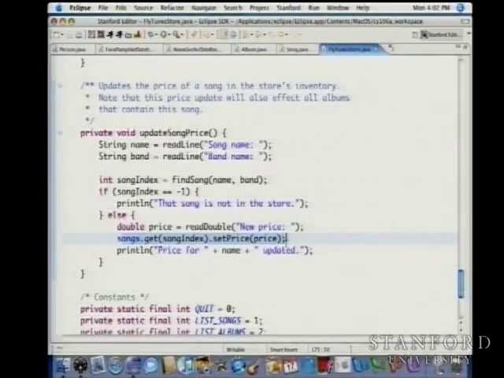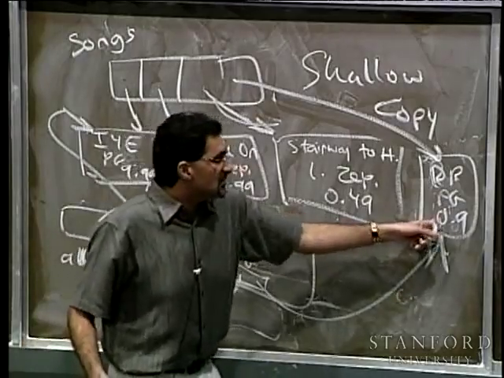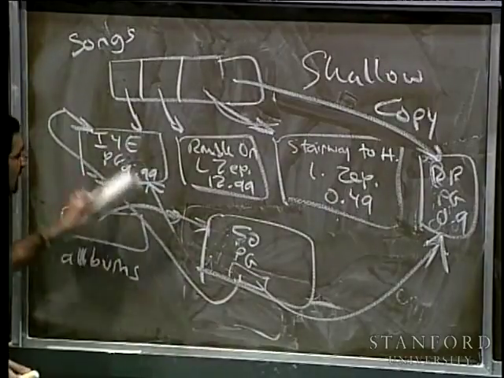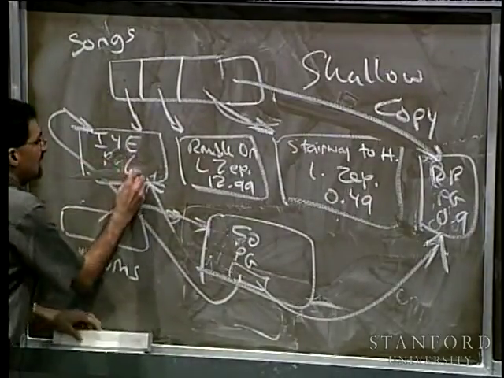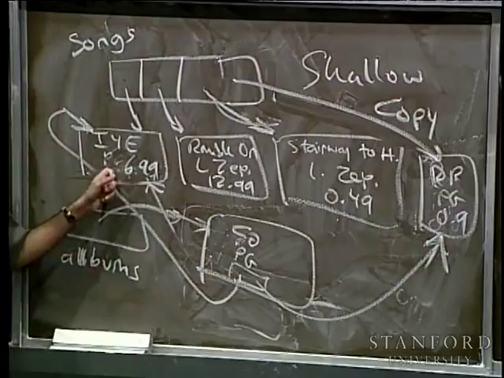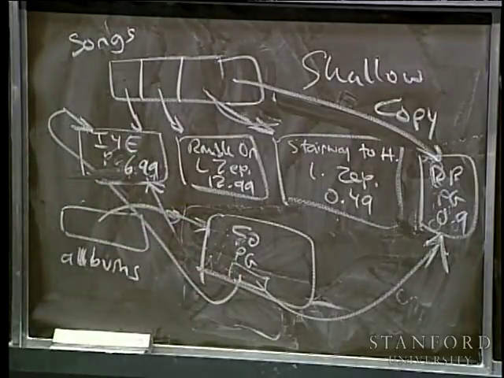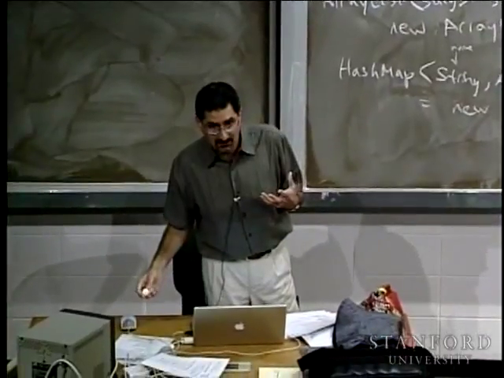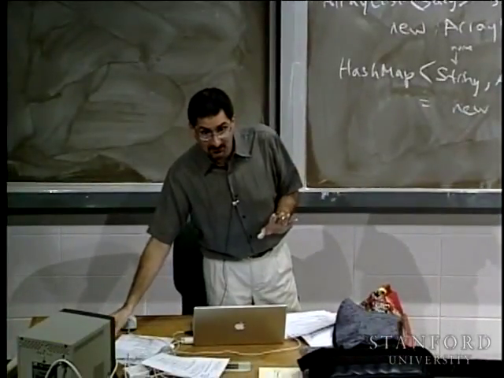And we know that whatever other albums contain that particular song, if we happen to update the price over here to $6.99, we only update it once, and all the places that refer to it automatically will see the updated version because they point to the same object. Okay? Any questions about that?